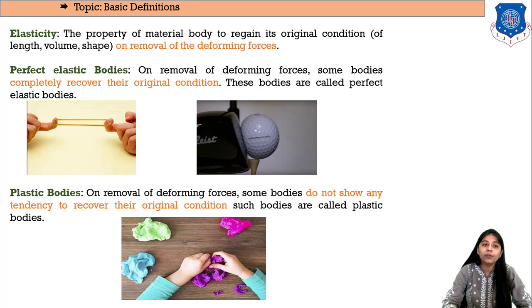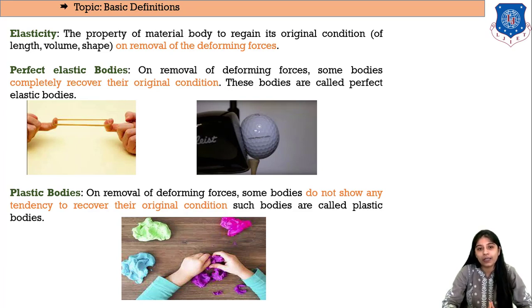Now, perfect elastic bodies. On removal of deforming forces, some bodies regain their original condition completely. These bodies are called perfect elastic bodies. And then there are plastic bodies. On removal of deforming forces, some bodies do not show any tendency to recover their original condition. Such bodies are called plastic bodies.